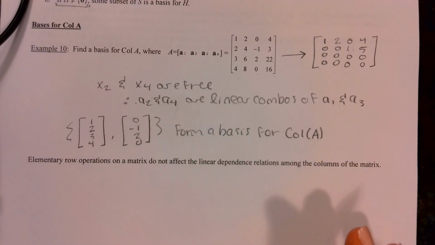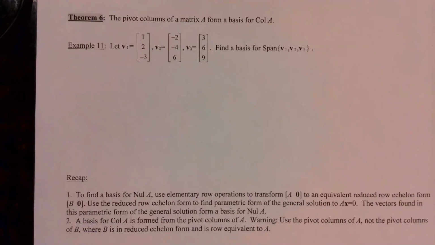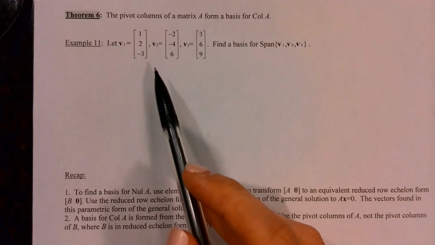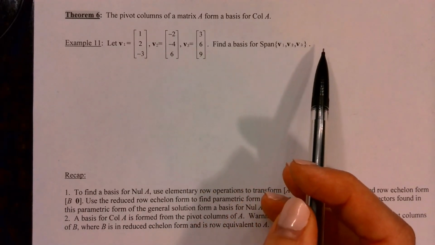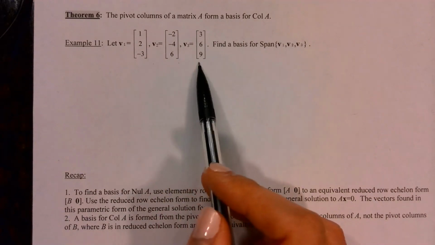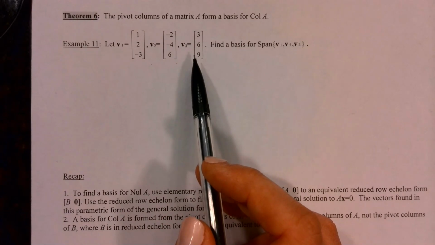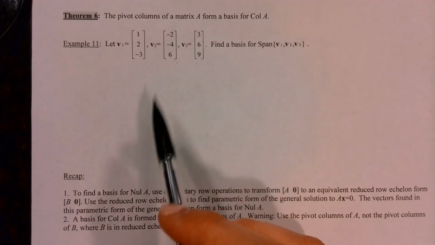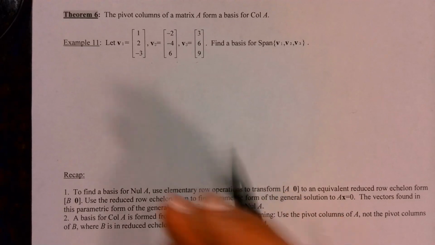Okay, so let's do one more. Actually, I think you can do this last one yourself. Same example. I want to use these 3 vectors to form a basis for the span of those 3 vectors. So again, I'm figuring out which of these is linearly dependent, if any, and whichever one is linearly dependent, I eliminate it. Then the ones that are remaining are the ones that form the basis for the span of these 3 vectors.